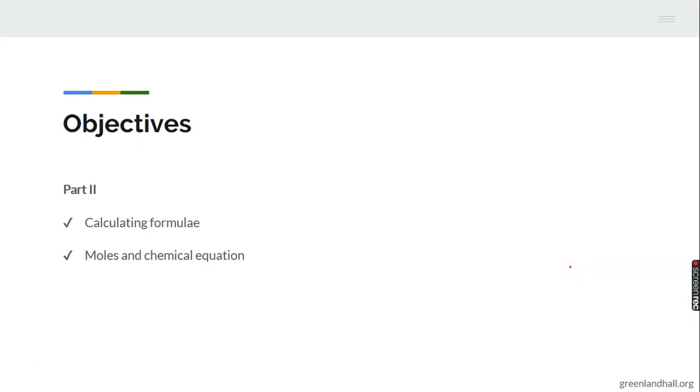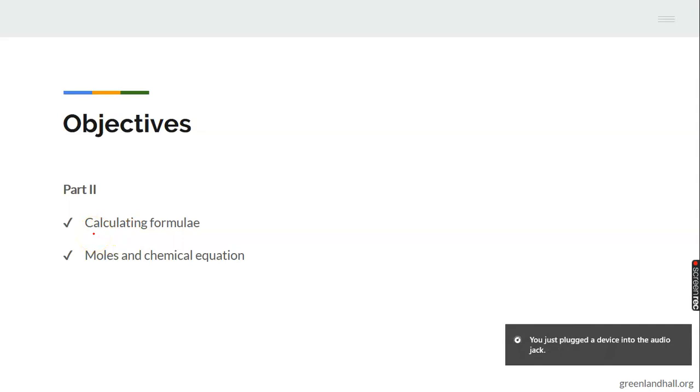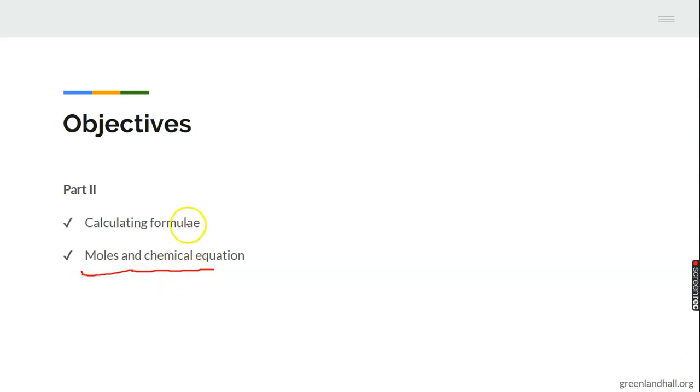our objectives. These are the things we need to understand at the end of this class. The first thing on our list under objectives is to know how to calculate formulae. Several formulae which we need to know how to calculate. Then the second one is that we need to know how to calculate moles as per chemical equation, and you can calculate moles using a chemical equation. Then same thing with calculating of formulae.